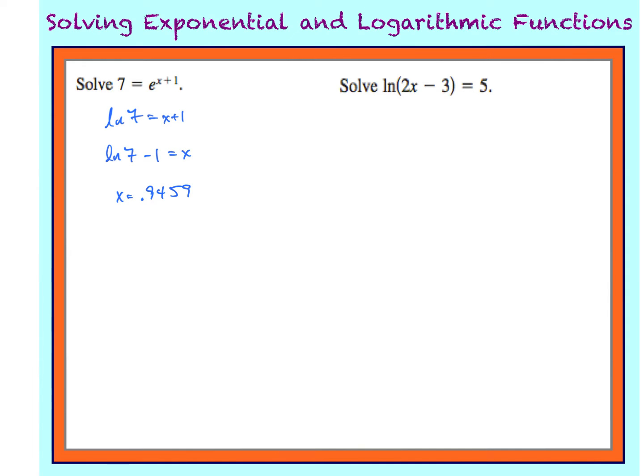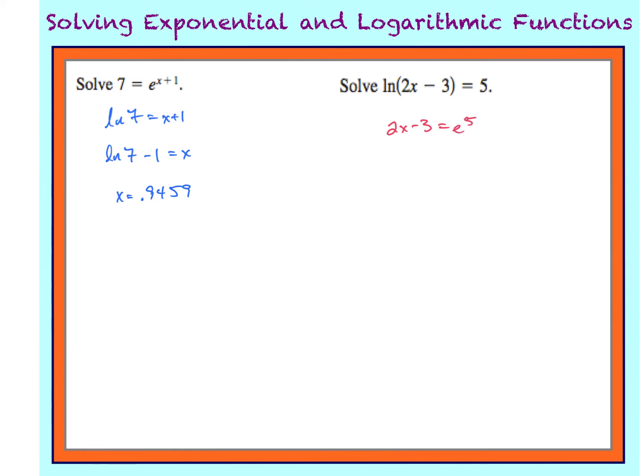So now I have natural log of the quantity 2x minus 3 is equal to 5, and I need to get to x. How do I get inside that natural logarithm? I exponentiate both sides. So now on my left side, I'd end up with 2x minus 3 is equal to e to the 5th power.